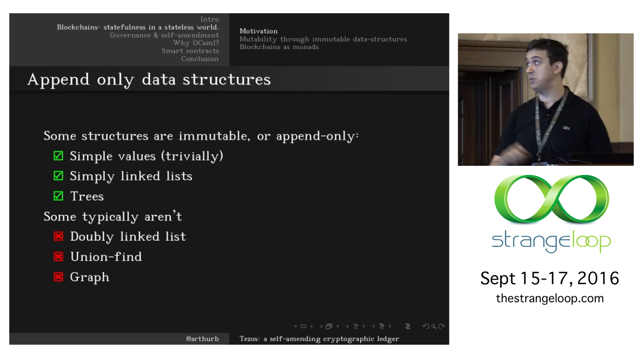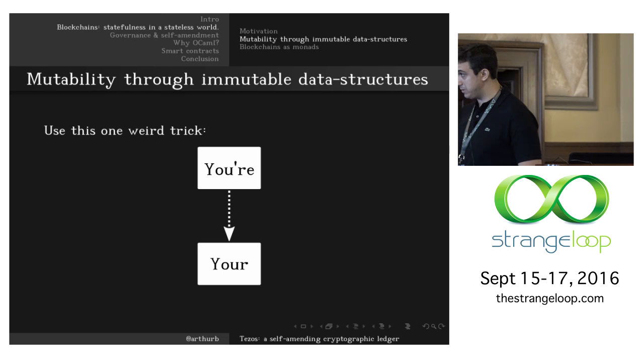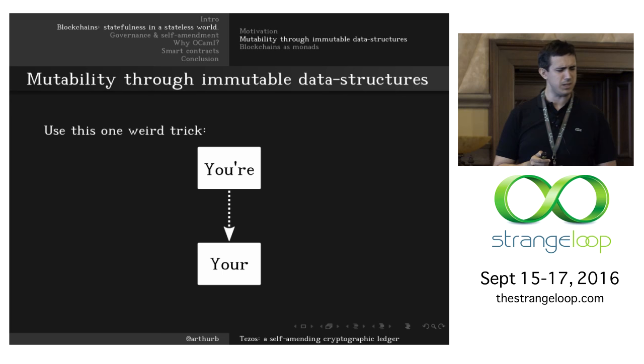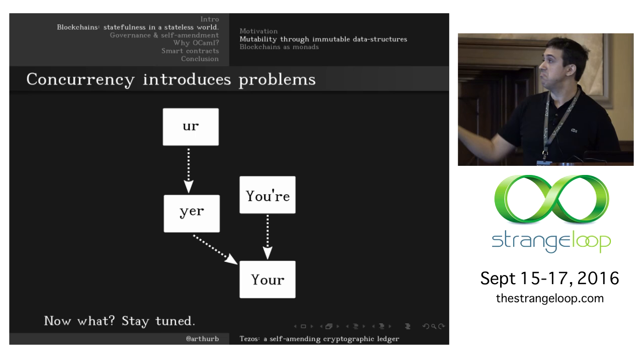So how do we represent a mutable data structure with an immutable data structure? Well, we have a simple trick, and this is it. Let's say you have a value, and you want to replace it with a new one. So what you do is that instead of changing it, you just append something to it. You say, OK, this is actually a new value. But you still need a mutation, because you need to keep track of the head of your list. And in fact, once you get into a concurrent environment, this is what happens, and now what? You had your value, and you had multiple possible mutations. Which one is the right one? Which is the canonical one?